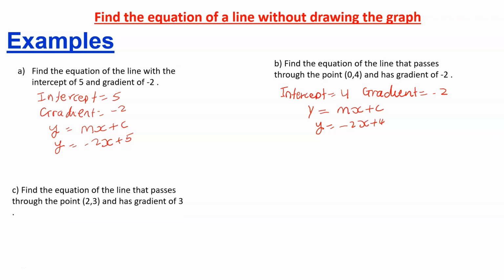Okay, this is another example. Find the equation of a line that passes through this point and has gradient of 3. Now it gets very interesting. What I got here, find the equation of a line that passes through this point. So this is not an intercept, and it has the gradient. Let me start with the general equation as we were doing throughout the example. So that gives you y equals mx plus c.